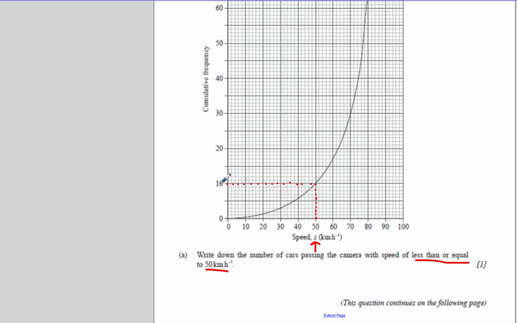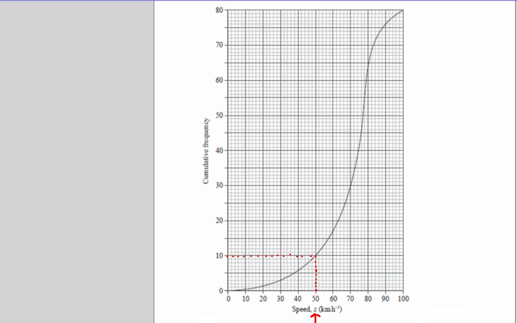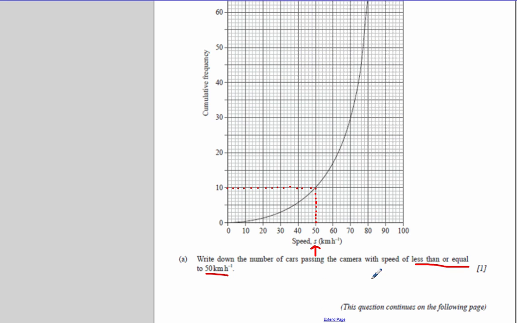And first of all, are they asking how many are more than 50 kilometers per hour? So more than 50 kilometers per hour would be from 10 to 80. So 70 cars are more than 50 kilometers per hour, like these speeds. But they're not asking for that. They're asking how many are less than or equal to 50 kilometers per hour. So in which case that would be just 10, just this little area here. So 10 cars is what I can write there. 10 cars would do fine. So we've read that from here.